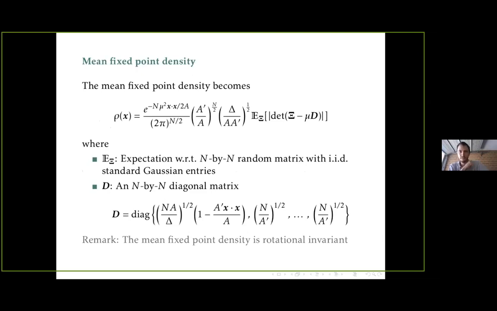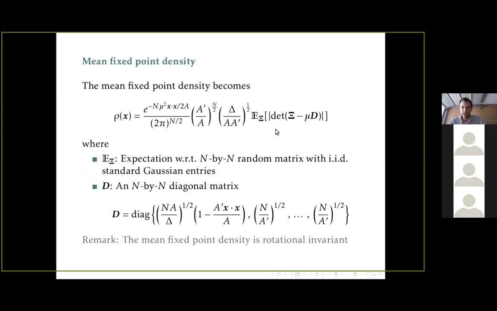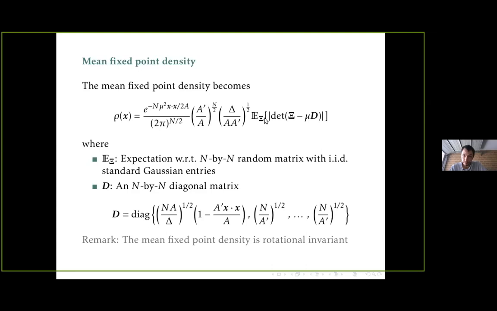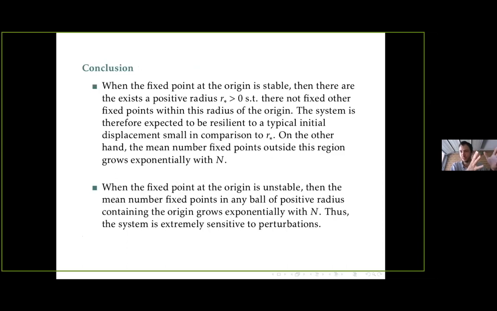And what is good for me, and people like me that like random matrix theory, is that this new term has this last term, the expectation value of the absolute value of a determinant that includes some random matrix and this diagonal matrix. This is something you can analyze with more sophisticated methods within random matrix theory, but I'm not going to go into that. Let me just give the conclusion of what happens when you actually do this analysis.